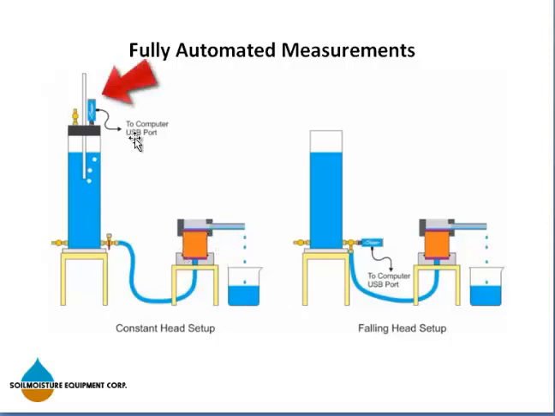The monitor pressure vacuum transducer is connected to the top of the Marriott bubbler. The measurement resolution of the monitor is 1 millimeter of water height, which is equal to a tenth of a millibar. The vacuum measurements are transferred to the software application using a USB cable. The schematic on the right shows a falling head setup.